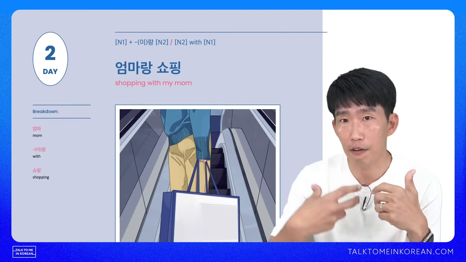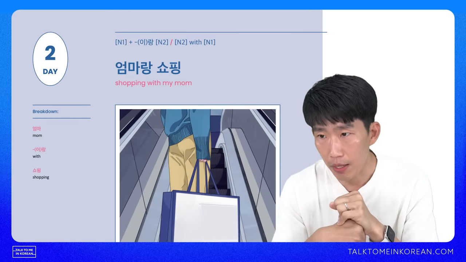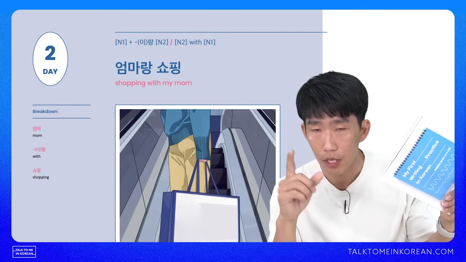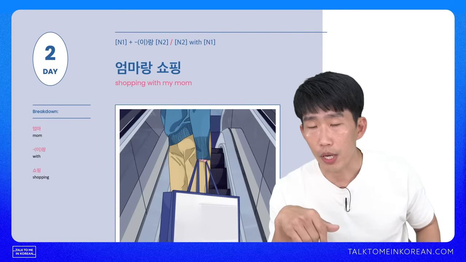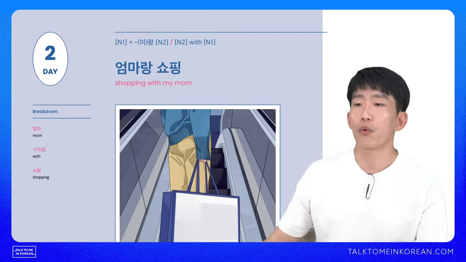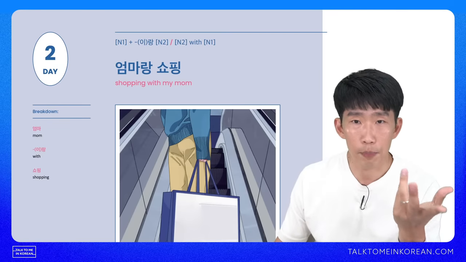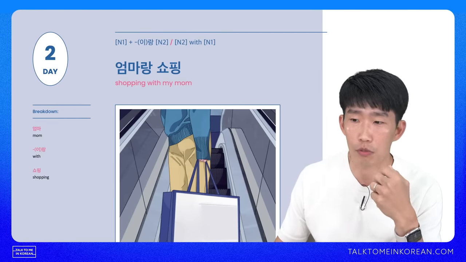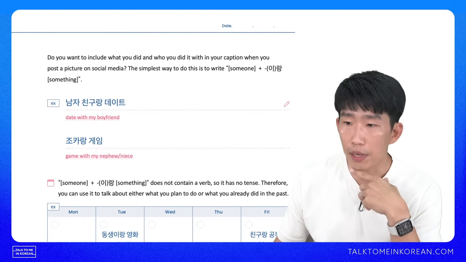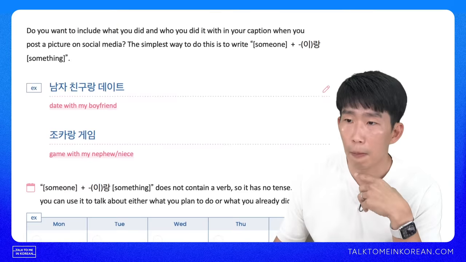I'm going to be giving you three examples of sentence structure that you can practice writing in. The first one is from day two of the book, my first writing practice in Korean. You can see the link to it in the description right now. Day two, chapter number two, 엄마랑 쇼핑, shopping with my mom. Obviously, if you have a picture, if you recently went shopping with your mom, you can just use it as is. Or you can go to the next page and use these types of phrases.